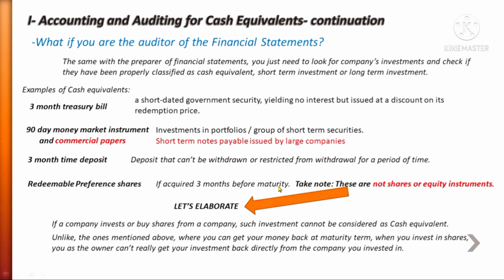So that's it for this video. As a matter of summary, cash equivalents again are accounted like any other investments, but it's valued at face value. And for presentational purposes, it should be separated from other investments. And how to do that? You just have to find investments which are acquired 3 months before maturity or less.